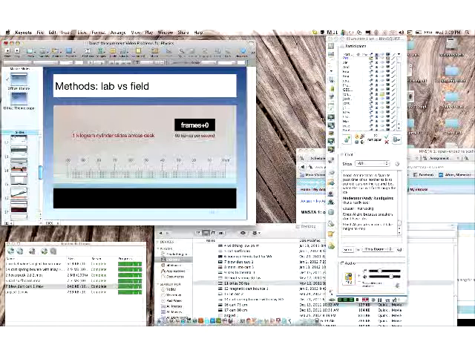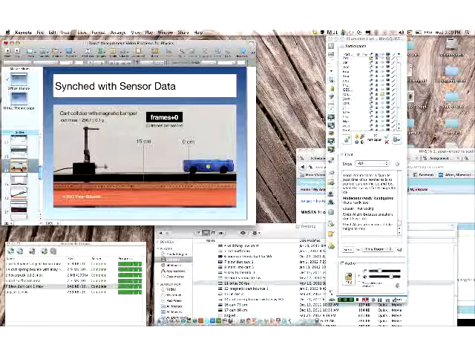Okay, so the next idea that I wanted to point out, and I actually did this in class today, and I was really pleased with the results. The idea is that we can also incorporate data from a sensor into the video. So I'll show you two examples of that.